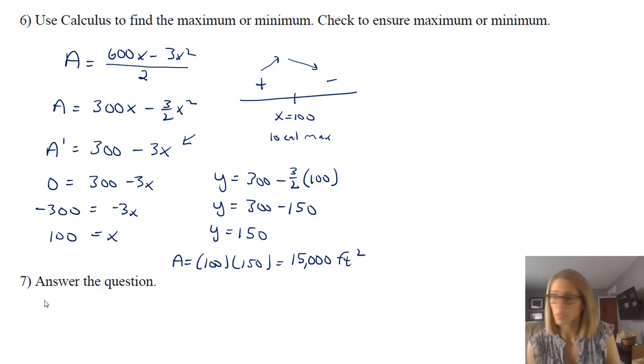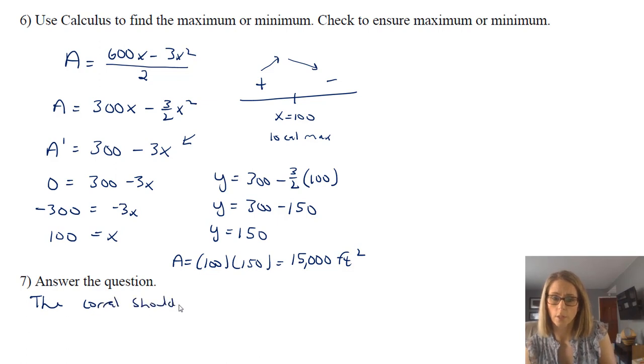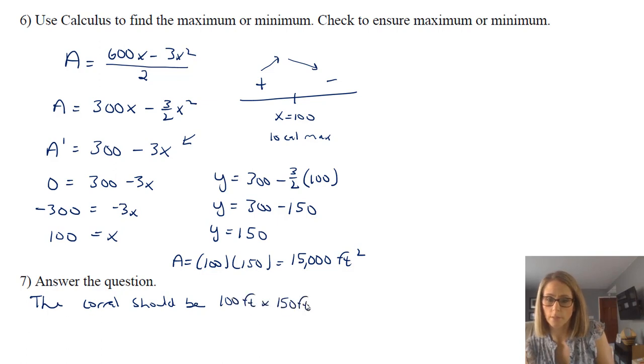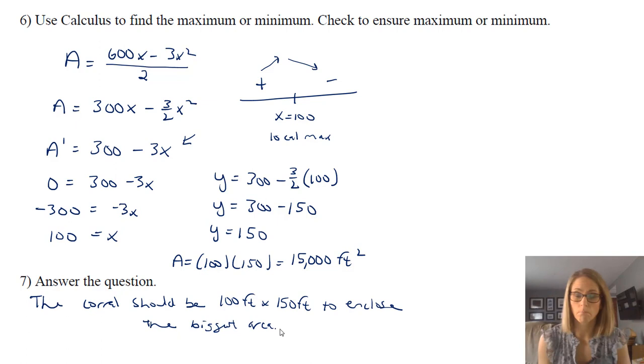So to answer the question, we can simply say, let me answer it. What size should the corral be? So I can say the corral should be 100 feet by 150 feet to enclose the biggest area. And that would be the answer to our question. And what we've done is we've just maximized the corral.